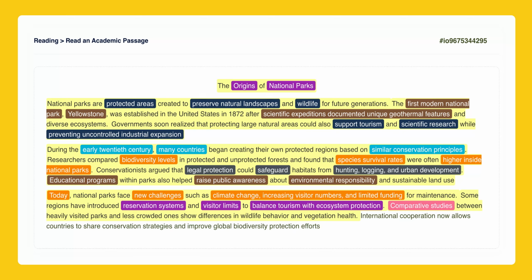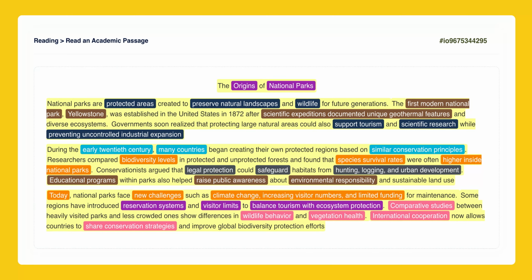These studies reveal changes in wildlife behavior and vegetation health, showing the impact of humans on these areas. International cooperation now allows countries to share conservation strategies and improve global biodiversity protection efforts. The passage ends on a positive, global note. International cooperation helps countries share conservation strategies. This collaboration aims to improve global biodiversity protection efforts, suggesting that national parks are part of a worldwide network.